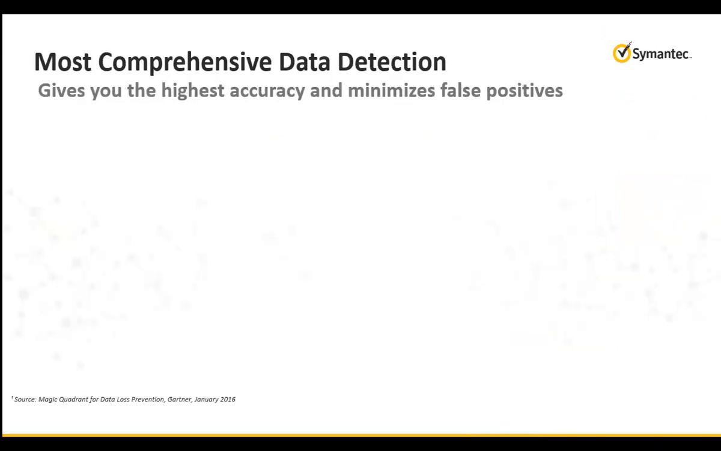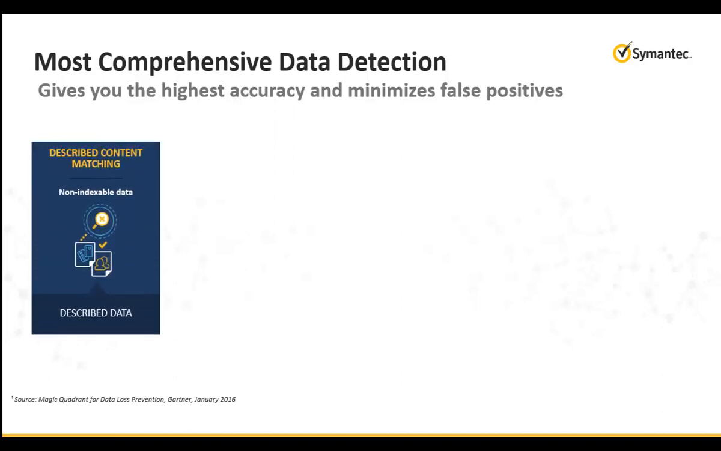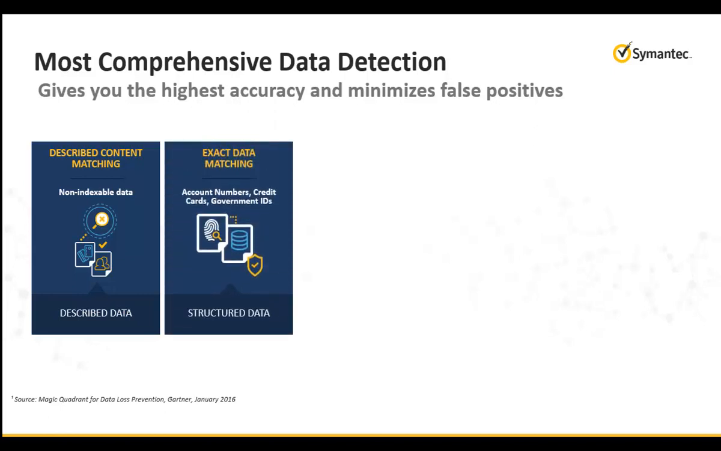Symantec Data Loss Prevention offers a robust set of detection methods to identify confidential information. Methods in the described content matching category include looking for keywords or for numerical patterns. Exact data matching lets you look for specific combinations of values from structured data sources, such as employee or customer databases. For example, occurrences of first name, last name, and an associated credit card number.